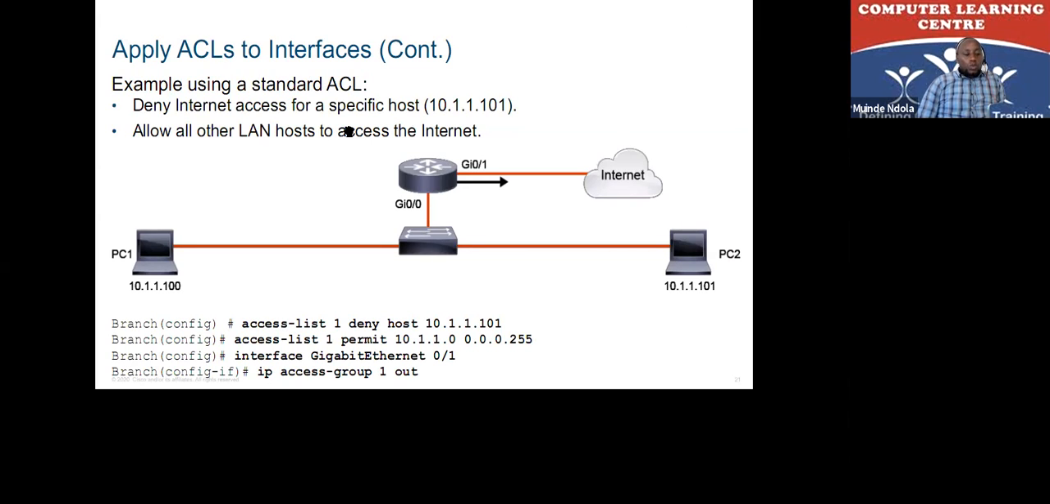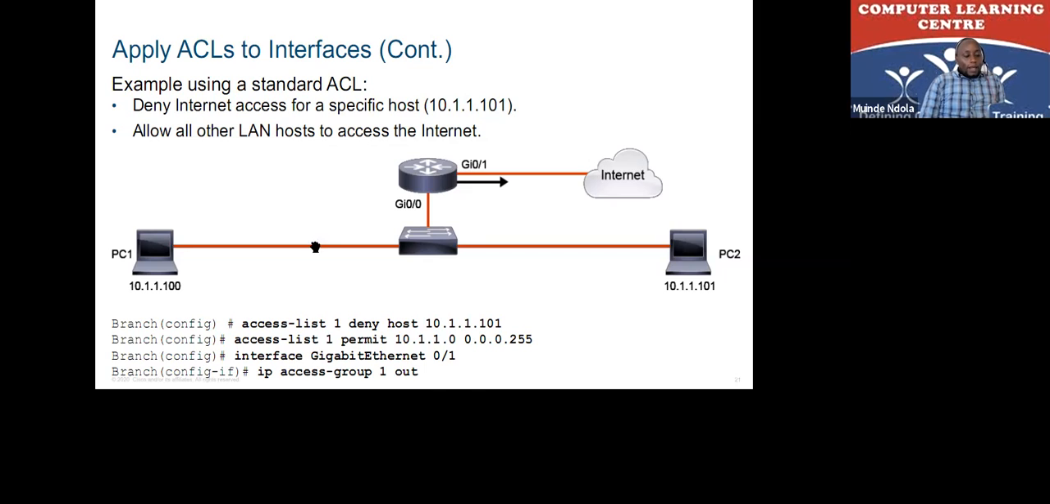If you decide to go with the standard, that means 10.1.1.1, because it's denied, will not access anything past the router. So we say access-list 1 deny host 10.1.1.1, then access-list 1 permit 10.1.1.0.